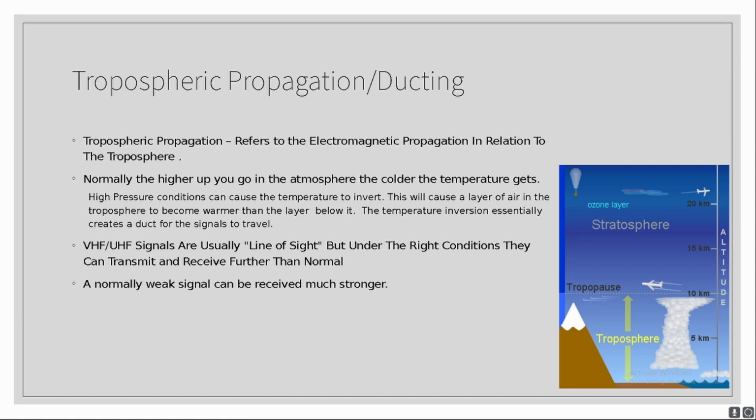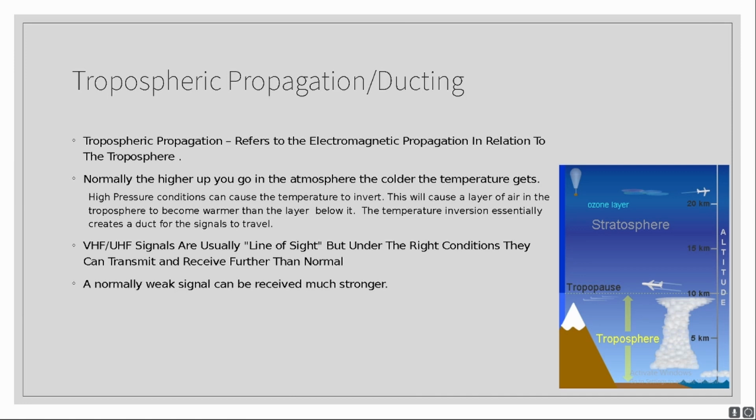It usually refers to the electromagnetic propagation in relation to the troposphere. Normally the higher up you go in the atmosphere, the colder the temperature gets. Under high pressure conditions, it can cause the temperature to invert. This is known as a temperature inversion. This will cause a layer of air in the troposphere to become warmer than the layer below it. The temperature inversion essentially creates a duct for the signals to travel on.